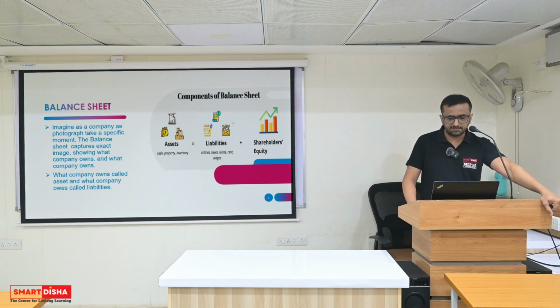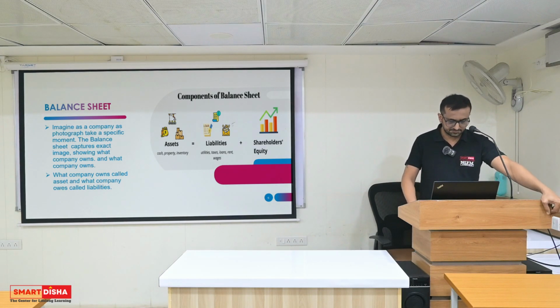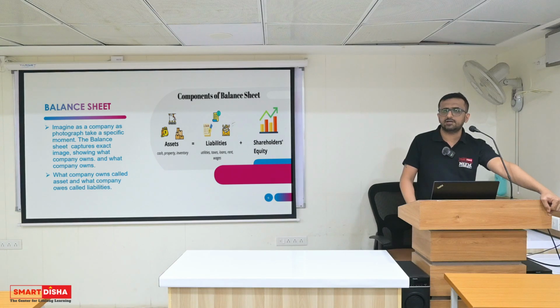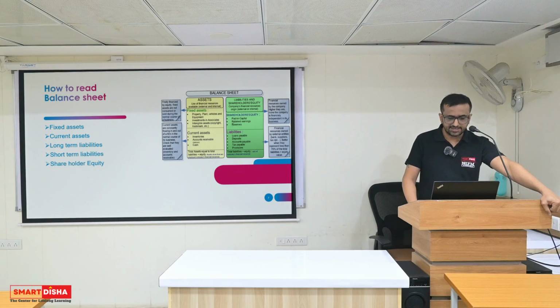So now let's understand the balance sheet, right? So what is a balance sheet, friends? Imagine a photograph of a company taken at a specific moment. The balance sheet captures the exact image showing what the company owns and what the company owes. What the company owns is called assets and what the company owes is called liabilities. Very simple. Assets are equal to liabilities plus shareholders' equity, and we can also say that equity is assets minus debt.